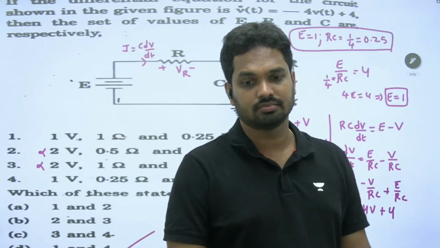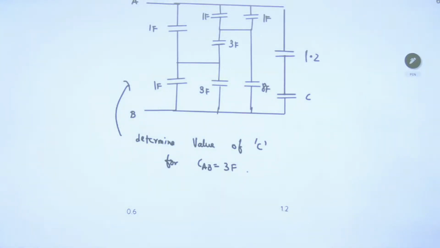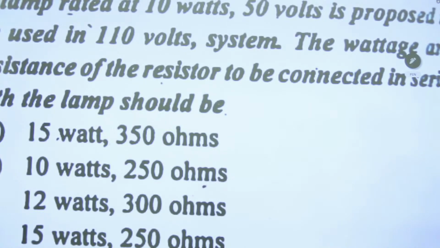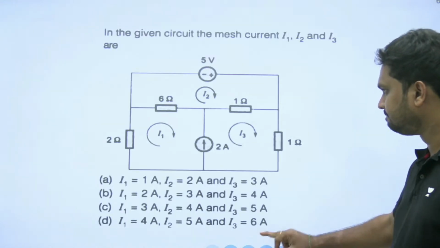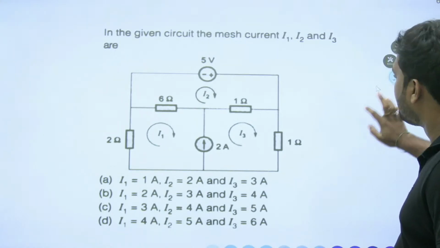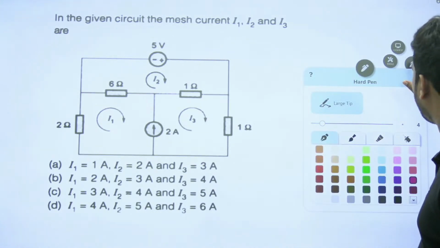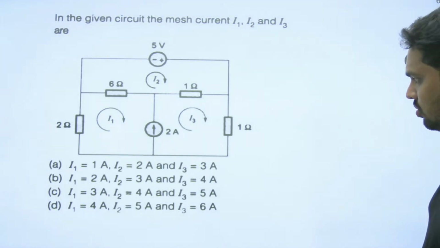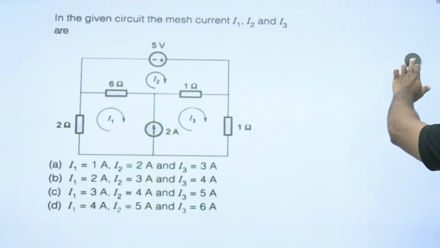Shall we move further? Next question, most probably the last question for today's class. Last or last but one. So please give a try. You need to find I1, I2, I3, the mesh currents.